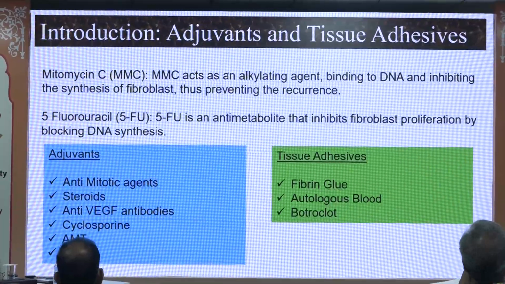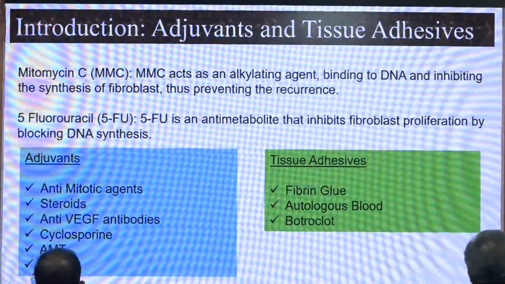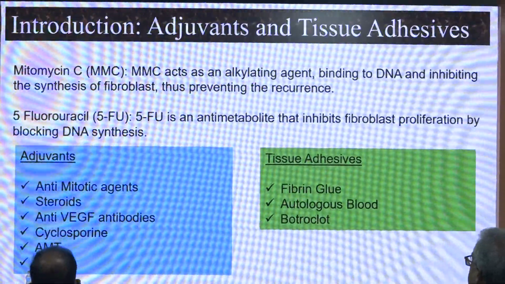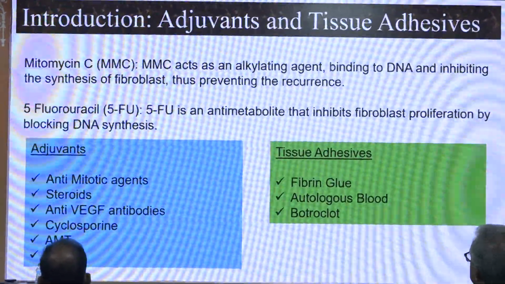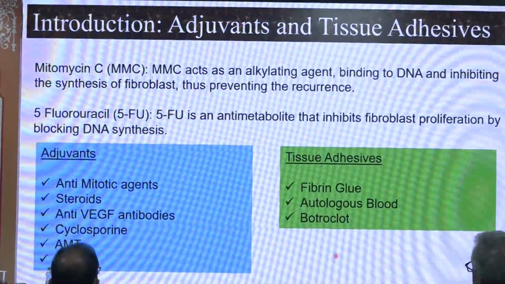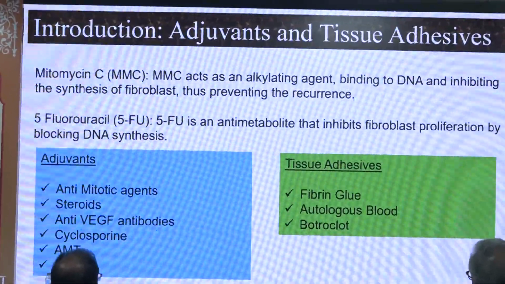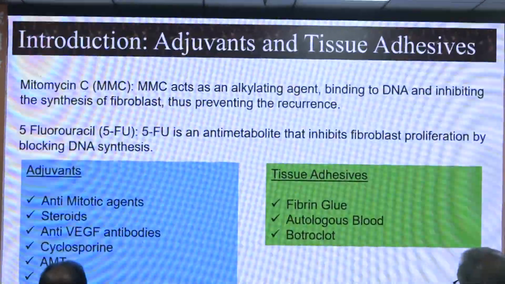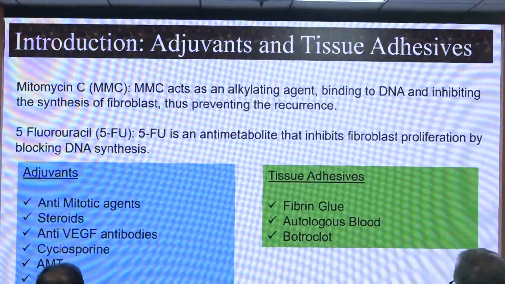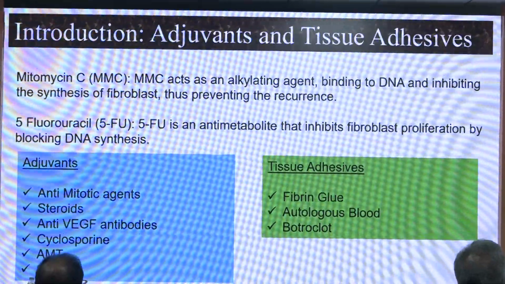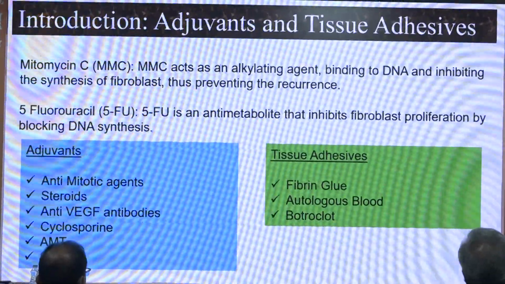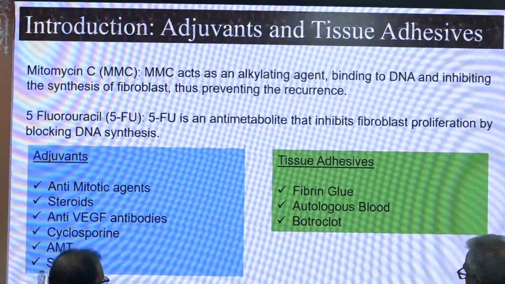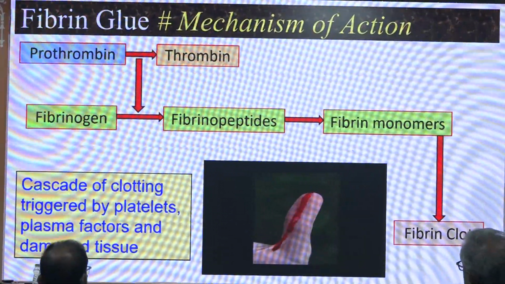The things we can use or discuss here are the adjuvants, which have already been discussed in detail by Dr. Vartendu. So I am going to concentrate on the use of various tissue adhesives or modification of tissue adhesives that we have. We have fibrin glue, we have autologous blood, and very recently we are using Botroclot as tissue adhesive.